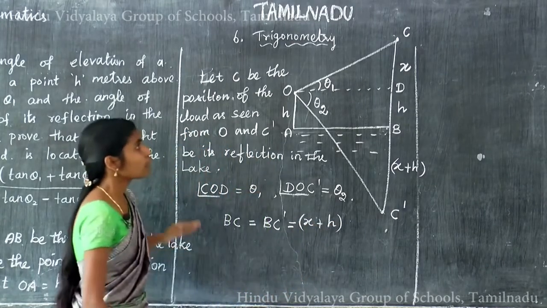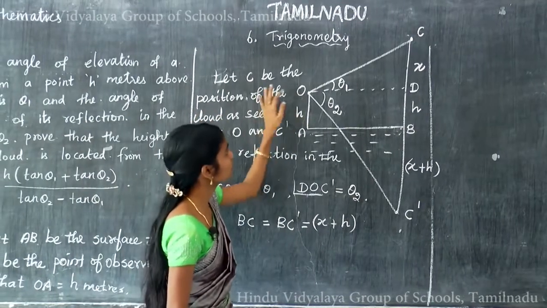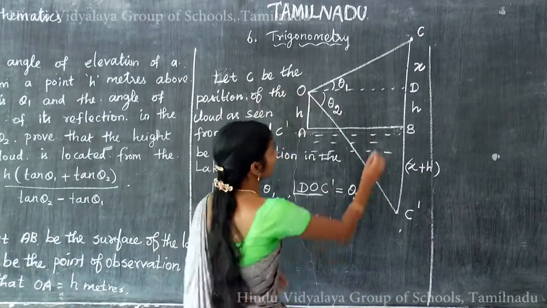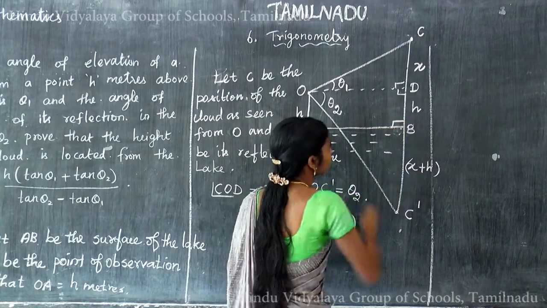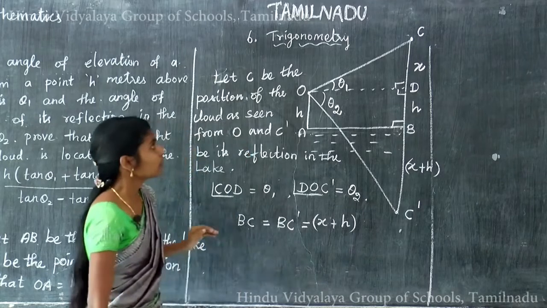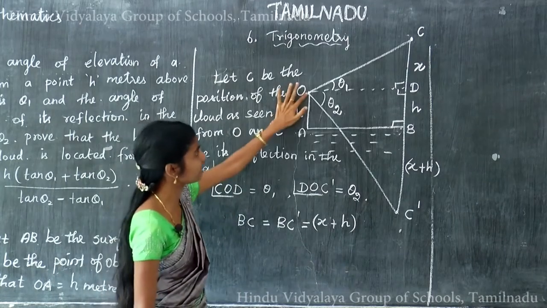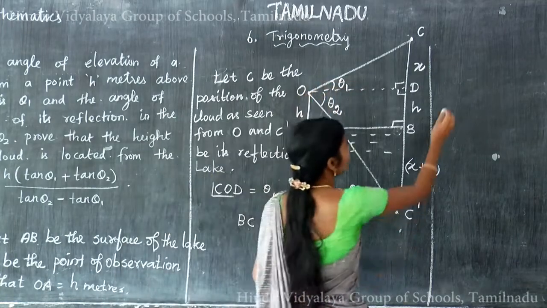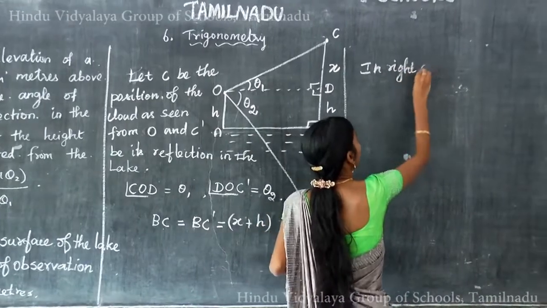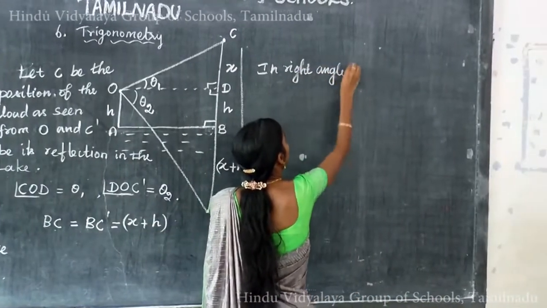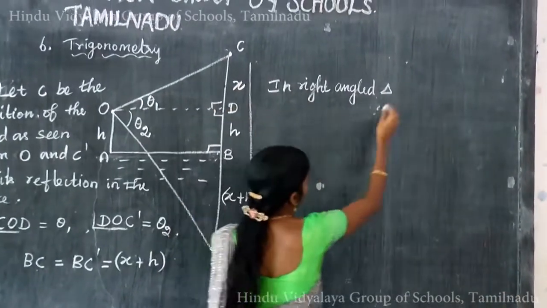Now solve. Now we get two right angled triangles, COD and ODC dash. This is 90 degrees. Okay. Now let's see, first consider which triangle? Yes, we consider the right angle triangle CDO.